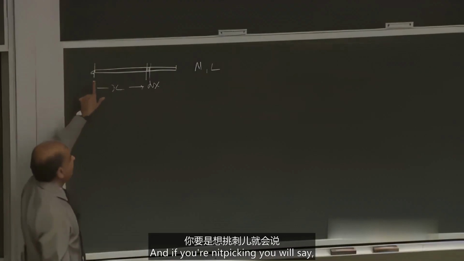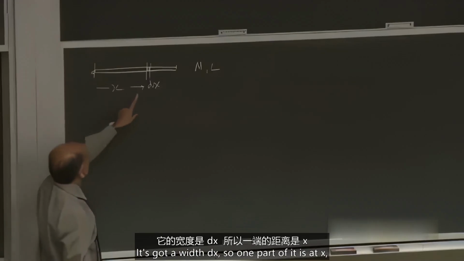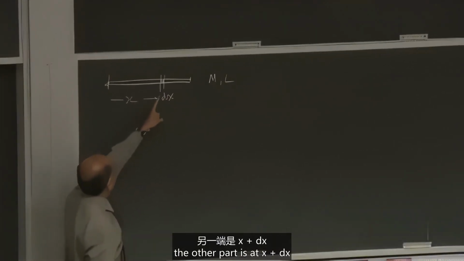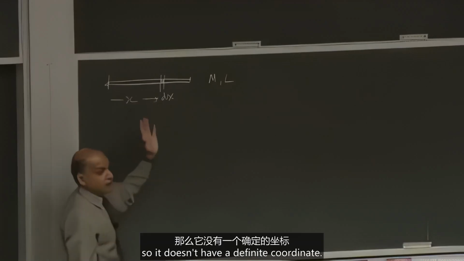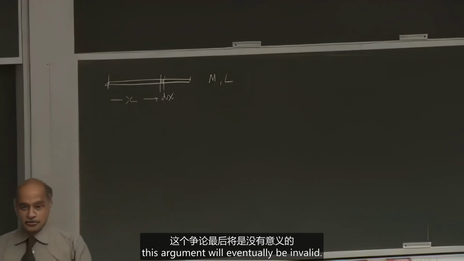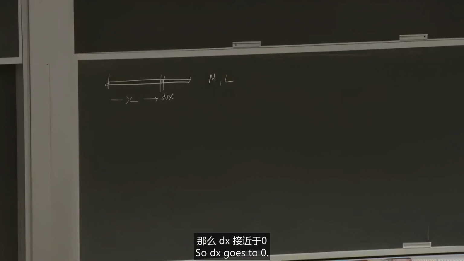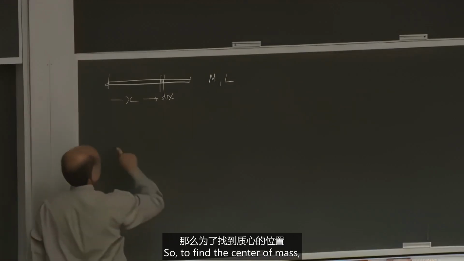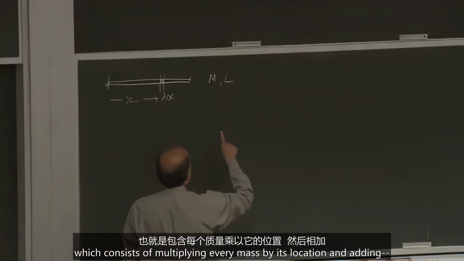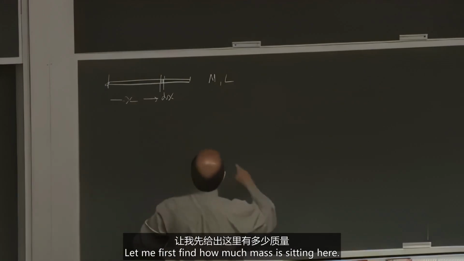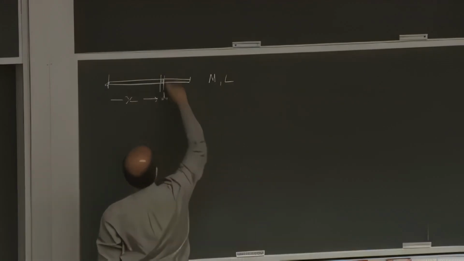If you're nitpicking, you will say, what do you mean by definite distance? It's got a width dx, so one part of it is at x, the other part is at x plus dx, so it doesn't have a definite coordinate. But if dx is going to 0, this argument will eventually be invalid. So if dx goes to 0, that sliver has a definite location, which is just the x coordinate of where I put it. So to find the center of mass, which consists of multiplying every mass by its location and adding, let me first find how much mass is sitting here.